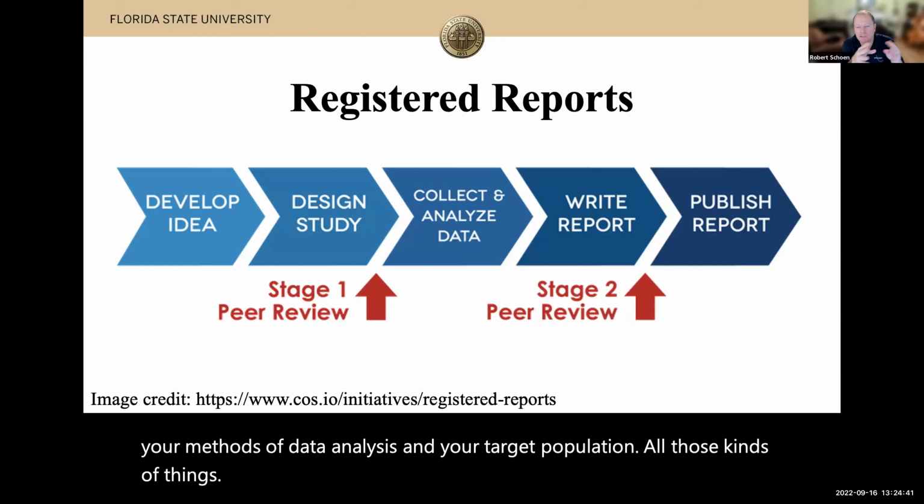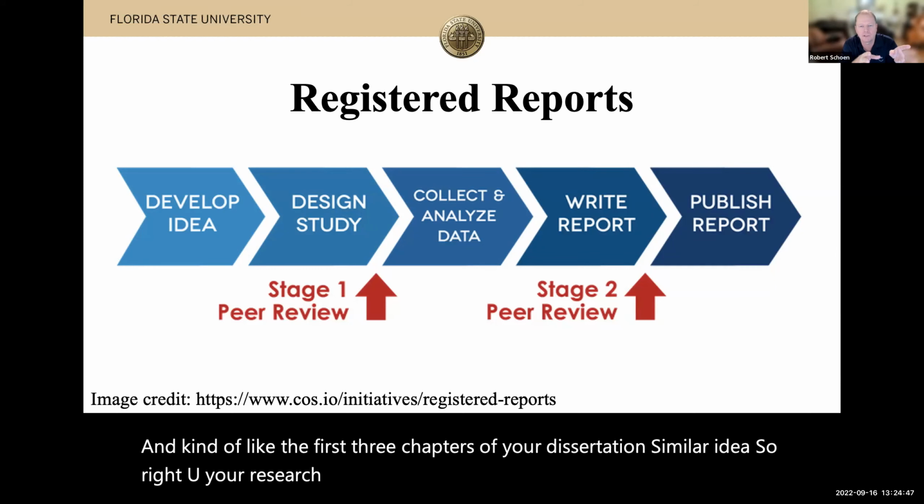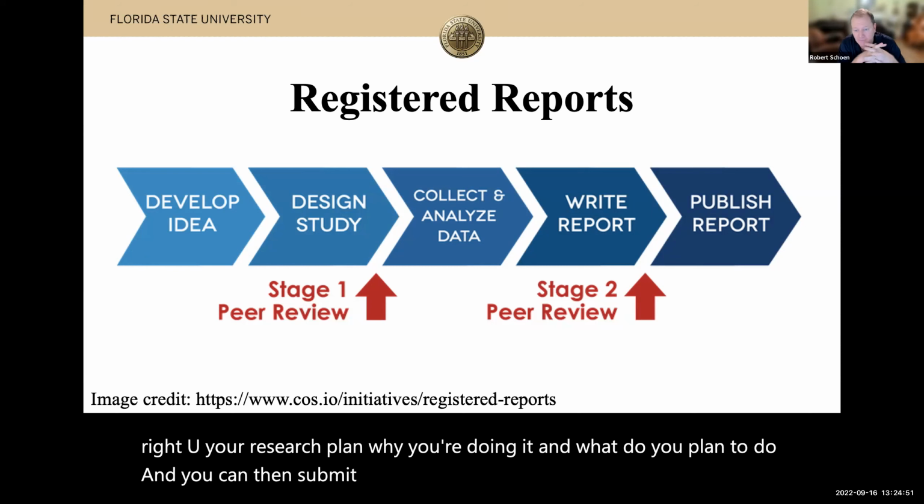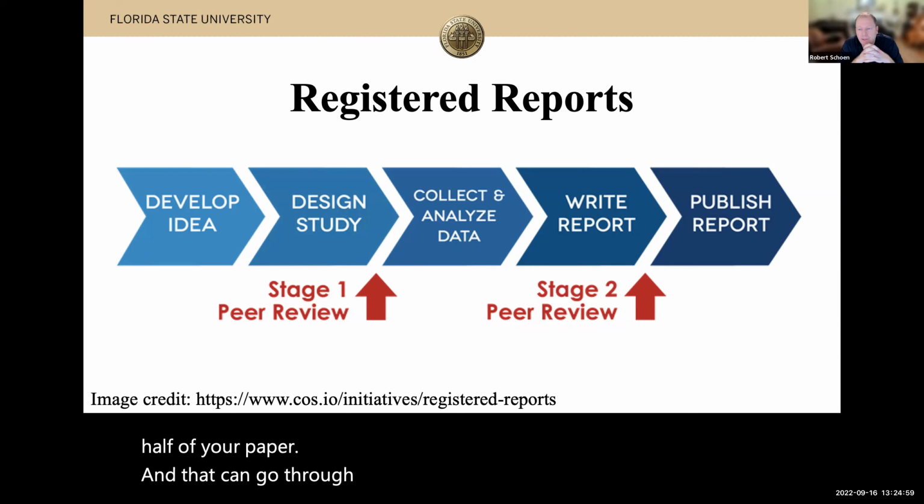Kind of like the first 3 chapters of your dissertation, similar idea. So write up your research plan, why you're doing it, and what you plan to do. And you can then submit that to the journal. So it's kind of the first half of your paper. And that can go through peer review.